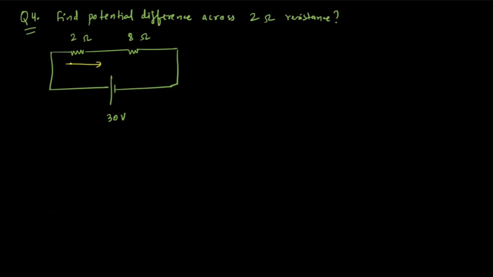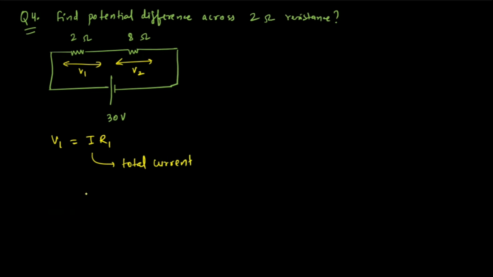In a series combination, the potential difference is different for the two resistances. So the potential difference is going to be I times R1. Now what is this I? This I is the total current coming out of the battery. As this is a series combination, the current must be the same for both resistances.